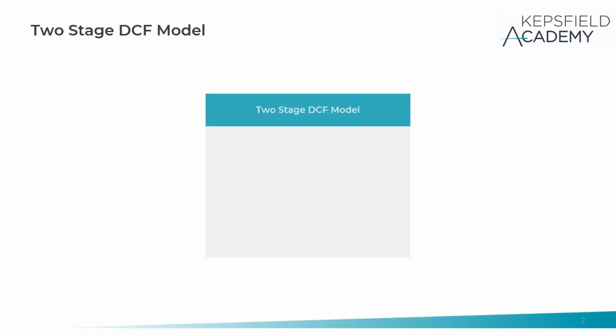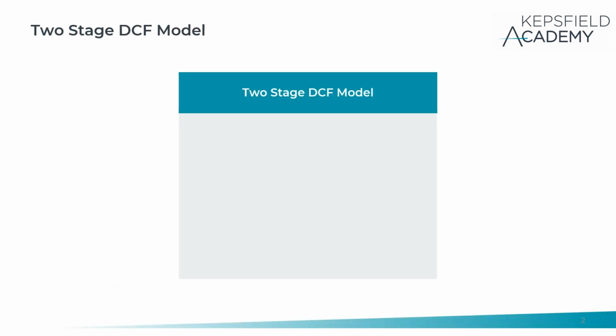In this video, we will cover the two-stage DCF model, which we already introduced in one of our other videos. In this video, we will explain how to calculate the enterprise value and equity value of a company based on the discounted value of projected cash flows in our financial model.